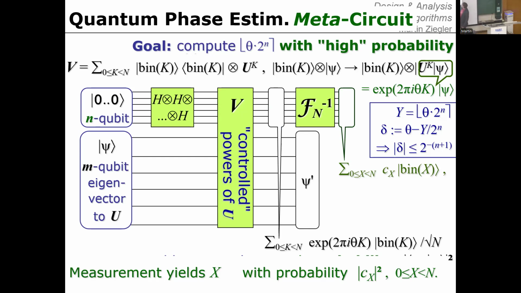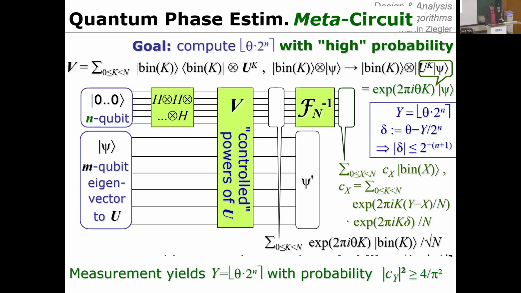So every possible x is possible, but some are more likely and some are less likely. And then the math, which I'm going to skip, says that the one we're interested in is y. So in this sum with x, we're interested in the term where x is equal to y, one term in this exponential sum. And it turns out that mathematically this is the most likely one.